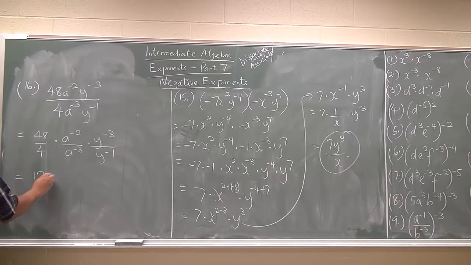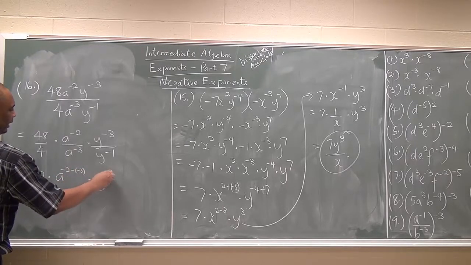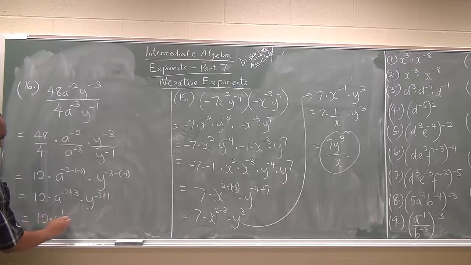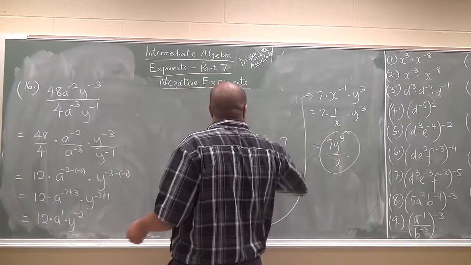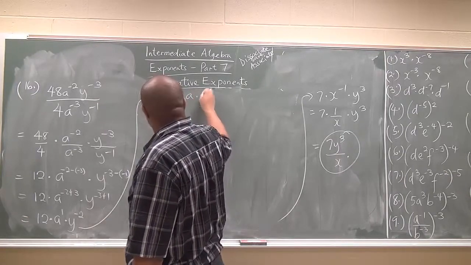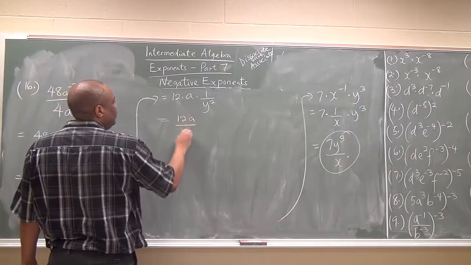48 divided by 4 is what? 12. 12 times a to the negative 2 minus 3, times y to the negative 3 minus 1. So this is 12 times a to the negative 2 plus 3, times y to the negative 3 plus 1. So this is 12 times a to the 1, since negative 2 plus 3 is 1, times y to the negative 2, since negative 3 plus 1 is negative 2. And then we finish it up. This will be equal to 12 times a times 1 over y squared, which will be equal to 12a. You now associate: 12a over y squared.